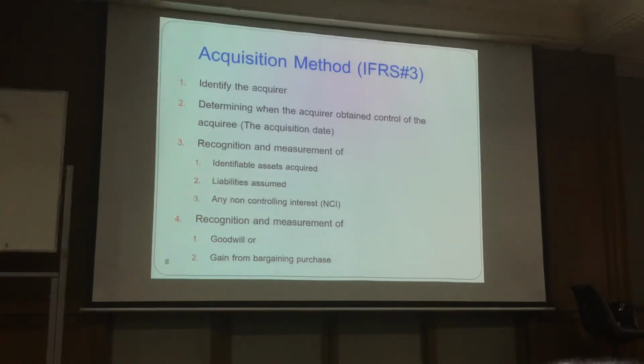You got a good bargain. For example, my example again. Book 80, fair 180, but you pay 150. How much gain did you get? 30. Report the gain from the bargain purchase straight away in P&L. Goodwill is reported on the statement of financial position. All right, it's a different way to go.